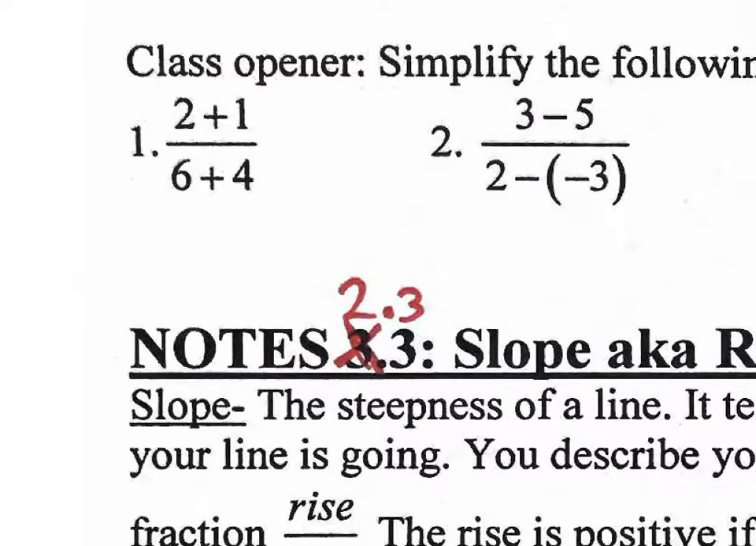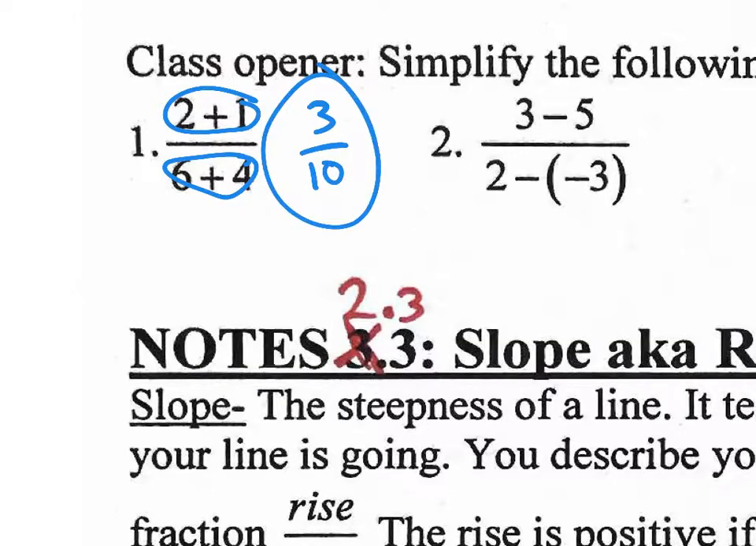So the answer number 1, all you've got to do is do the math on top, do the math on the bottom, and then worry about the division bar or reducing. So we have a 3 over 10, and that's it. That's our answer for number 1. Number 2, negative 2 over 5. That's it. You can't reduce.